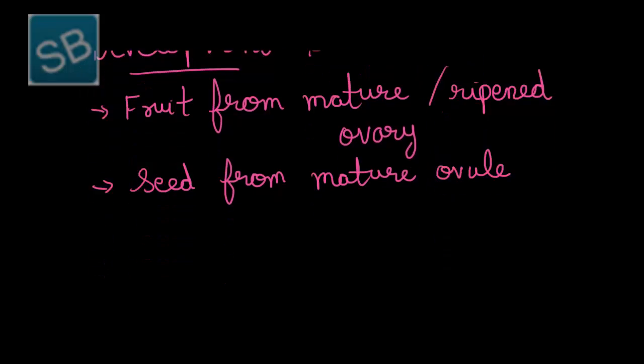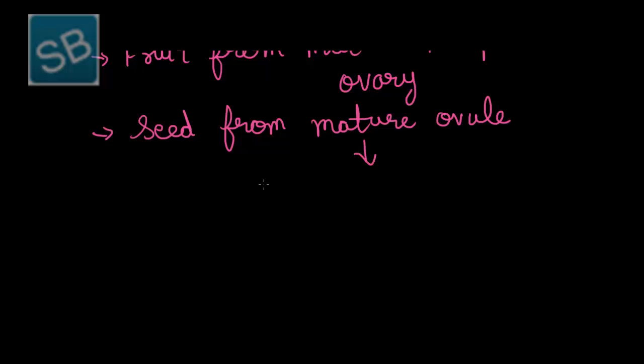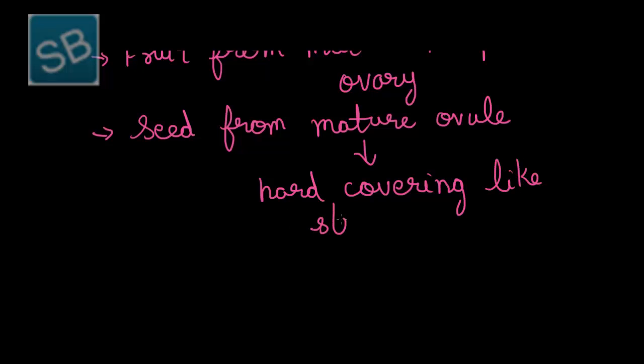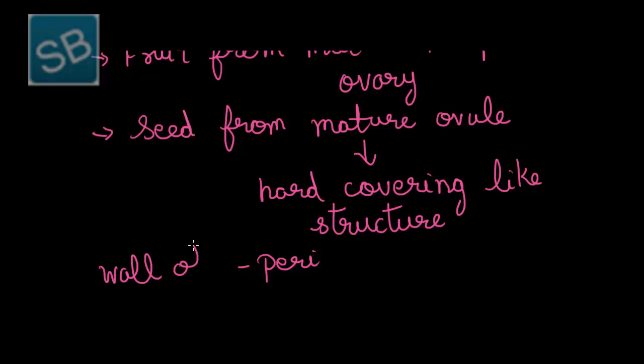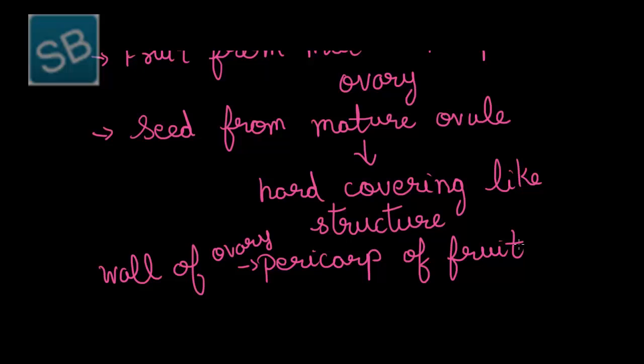In the case of the seed, the ovules mature to form a hard covering-like structure which is known as seed. Here the wall of the ovule becomes hard. The wall of the ovary that develops into fruit is known as the pericarp of the fruit. This mature or ripened ovary gets transformed into a swollen structure which is known as fruit.